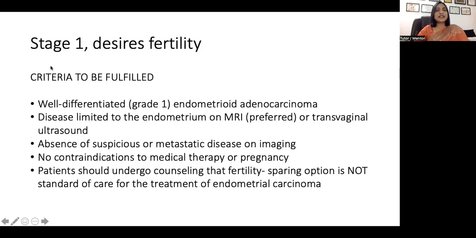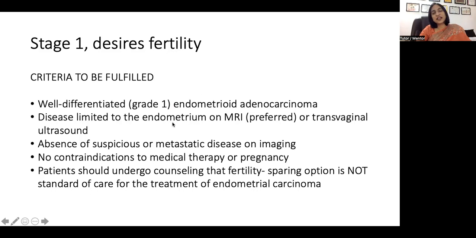Now, the last part is which cases you can give fertility preserving management. Fertility preserving management can be given in endometrial cancers in stage 1. Most important point of this slide is who is the ideal candidate for fertility preservation management. So it should be a well differentiated grade 1 endometrioid cancer. All these words are important. Well differentiated, it should be grade 1, it should be endometrioid. So it cannot be serous variety, it cannot be intestinal mucinous variety.